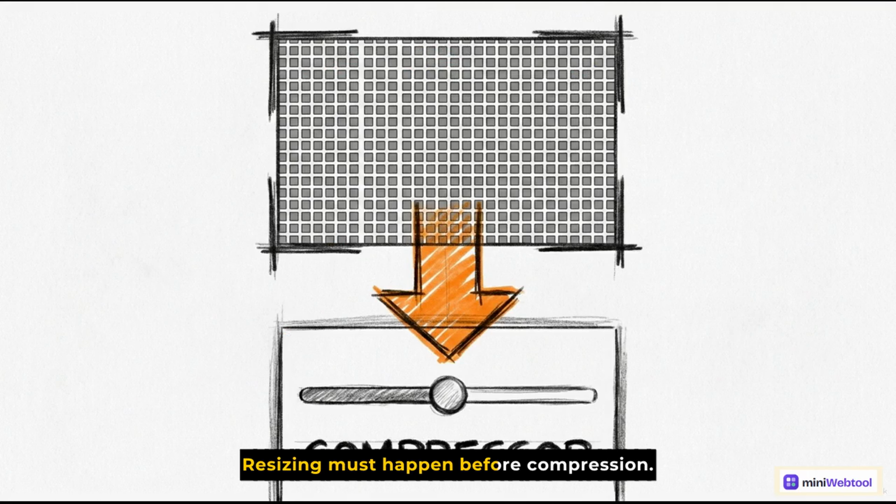Resizing must happen before compression. Removing raw pixels gives the compressor a much smaller grid to process.